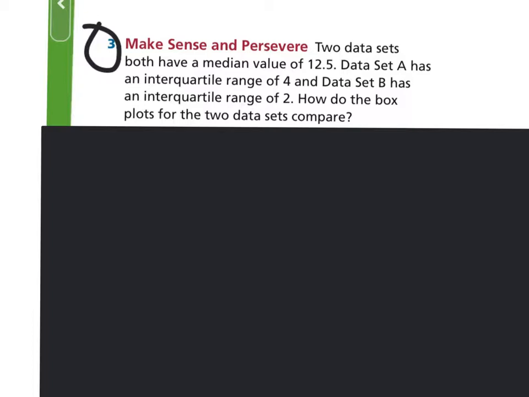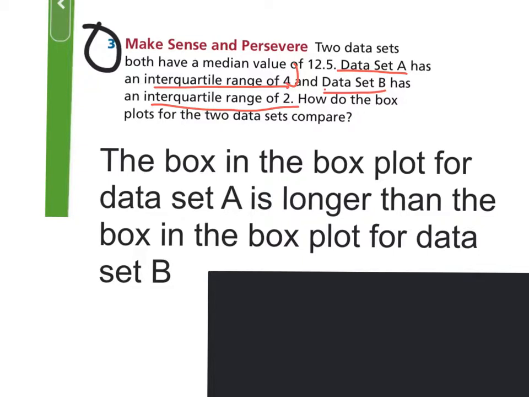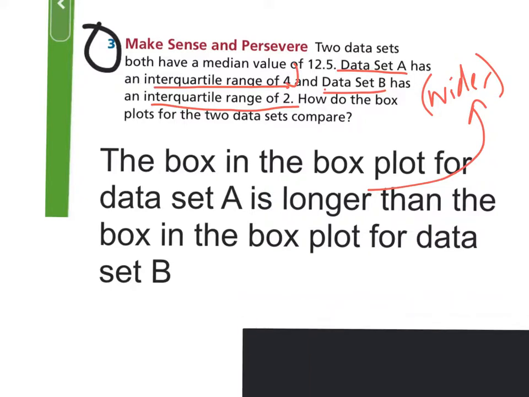So if you'll notice, the medians are the same for both groups. Interquartile range is what's different. So interquartile range is 4 for set B, or sorry, set A, it's 4. Set B, interquartile range is 2. So from that, we could conclude something like this. The box in the box plot for data set A is longer, or you could say wider, than the box in the box plot for data set B, and that's how the box plots compare.